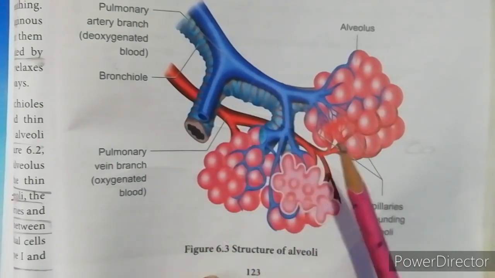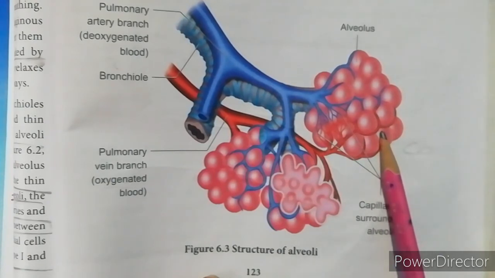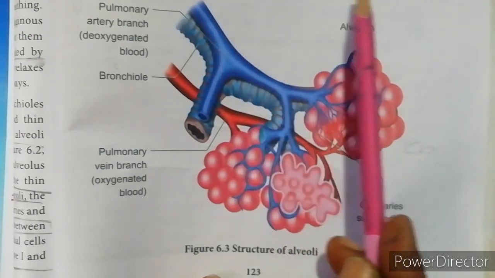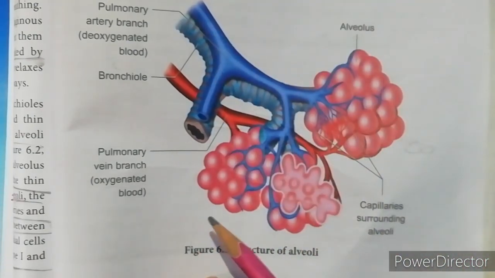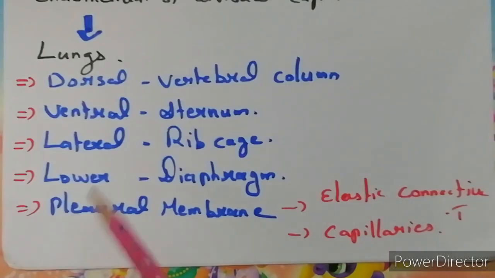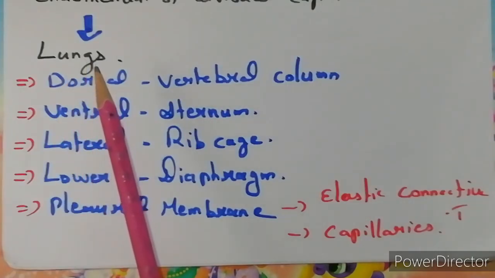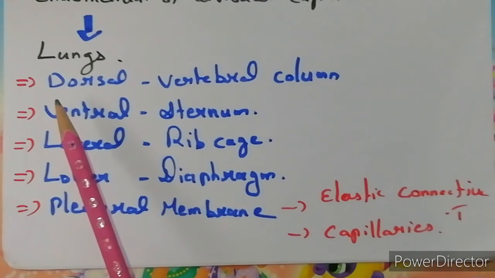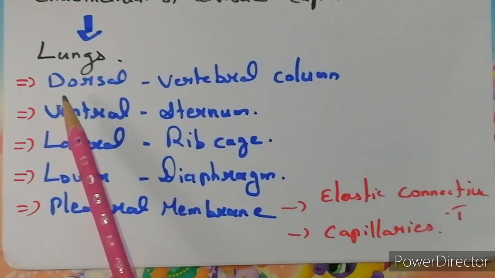So this is the end region of the respiratory system, and finally this area is fully covered by the lungs, right? So let us see about the nature of the lungs again. Listen, the lungs are kept in the center of the thoracic region, and it is fully covered with an airtight compartment. So the lungs are in the center.